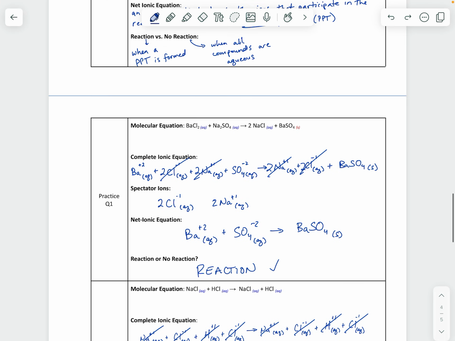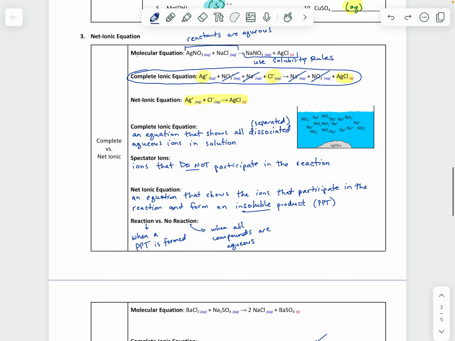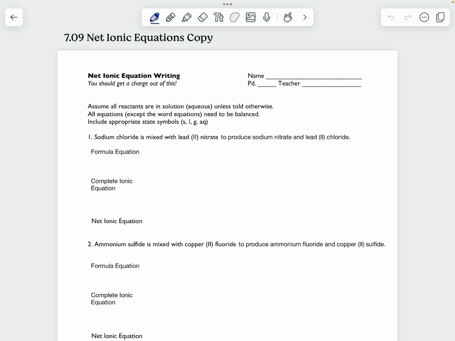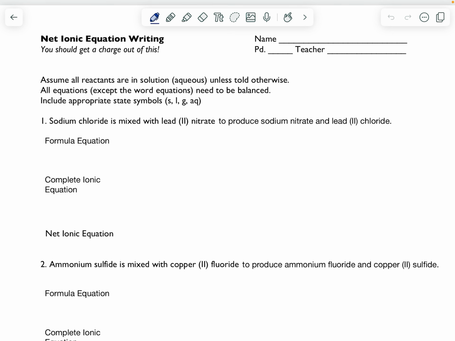All right? So what we're going to do is we're going to take this and we're going to run with it in our next worksheet, which is our net ionic equation writing. And so what we're going to do is I'm going to do this first one as an example, and I'm going to let you kind of work alone or in your small groups or partnered up. And you're just going to try to work through this the best you can, and we'll talk about it next class.